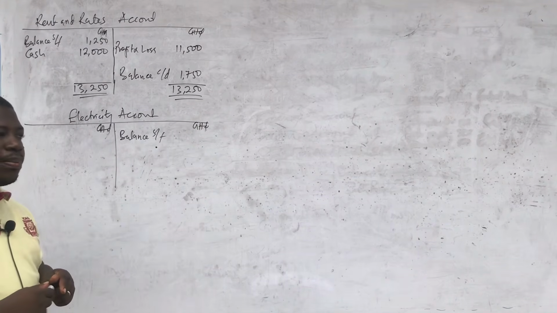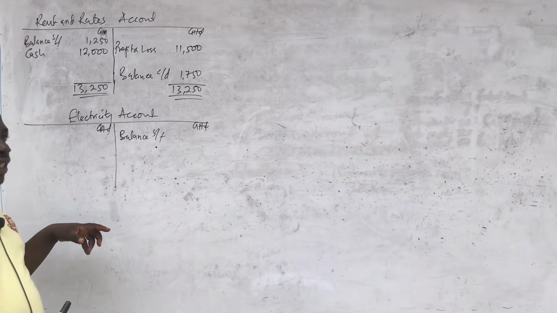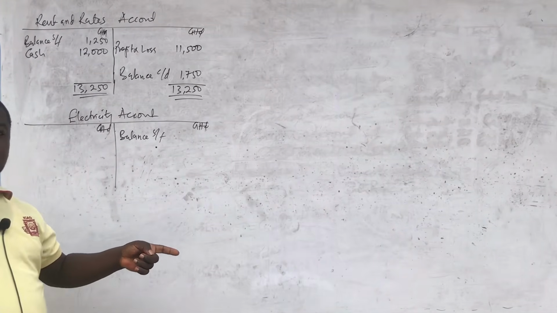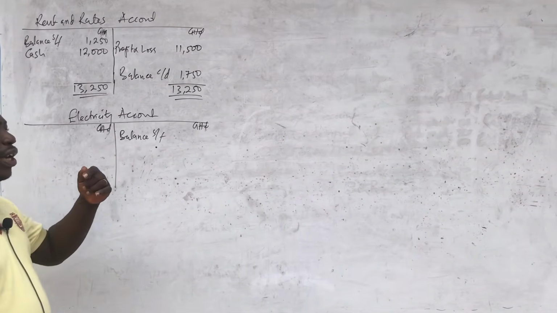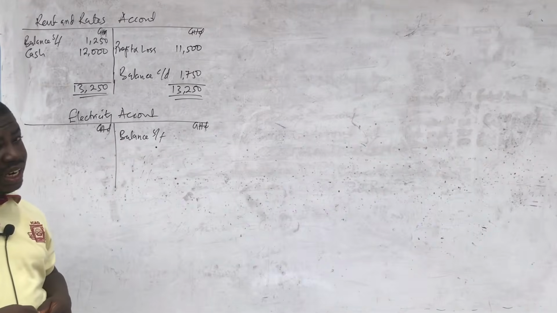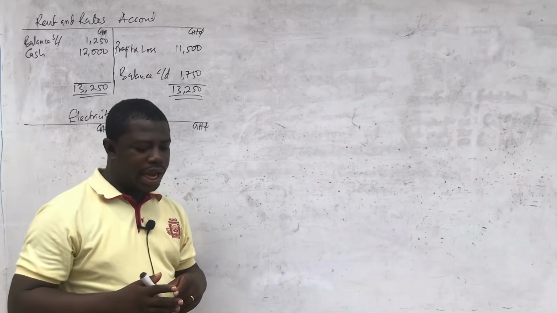Now, mind you that you can also get a question where there will be opening and closing balances for both prepayment and owings for the same question. And when we get to accounts for non-profit making organizations, you will see that we are going to still repeat the same accounts over there.